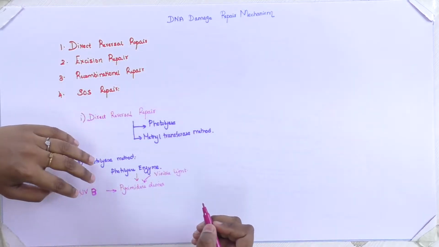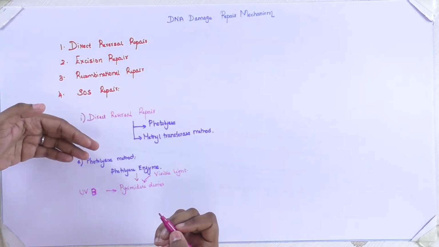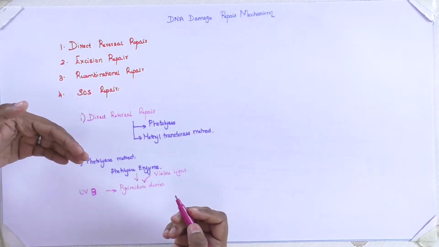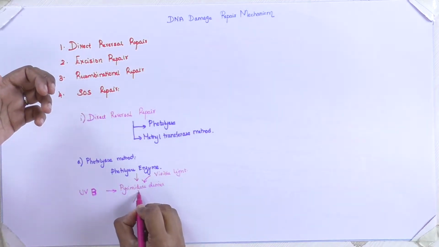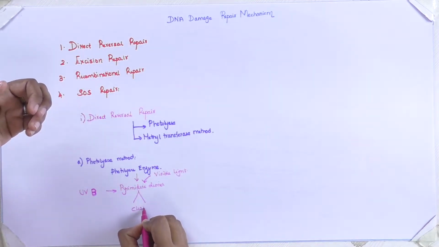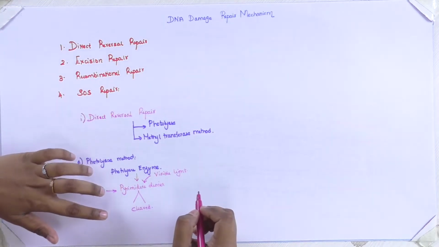So under UV radiation, if a pyrimidine dimer was formed, it gets reversed or rectified in the presence of visible light by the photolyase enzyme, where your pyrimidine dimers are cleaved. So this is one of the methods for DNA repair.